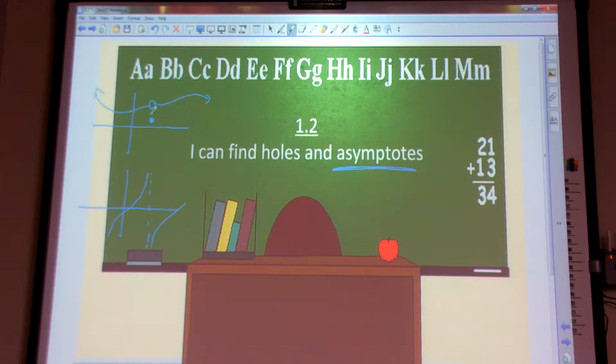So today we're finding holes of a graph and asymptotes. We're not going to worry about horizontal asymptotes today. That will come with calculus. It's much easier to do with calculus.